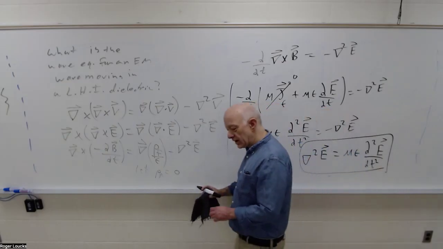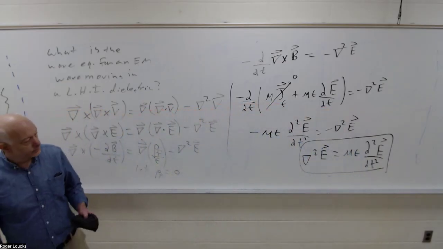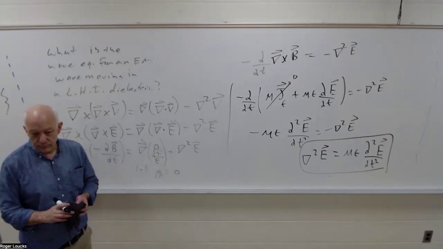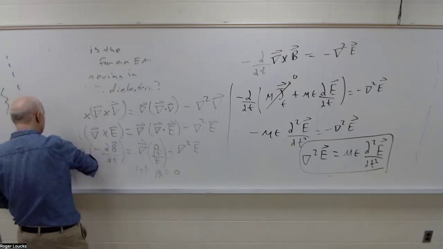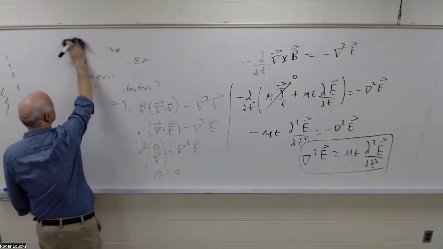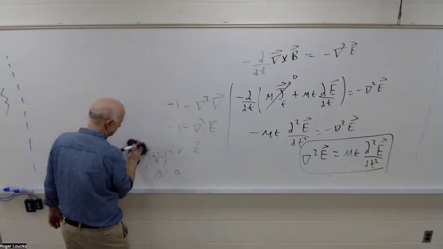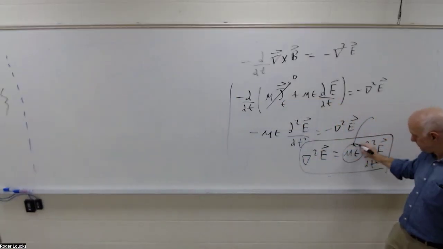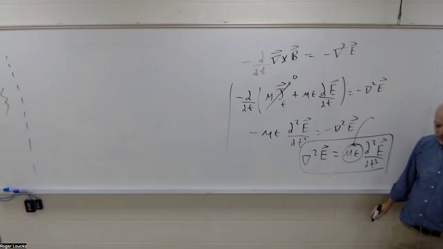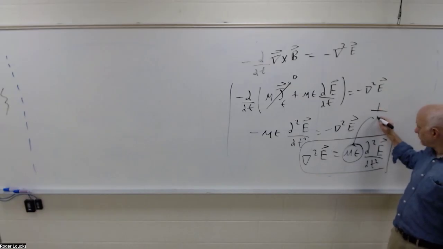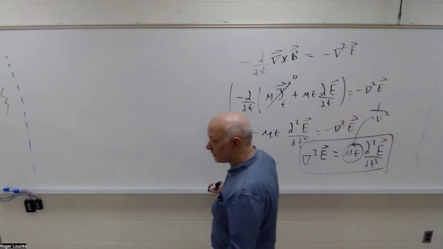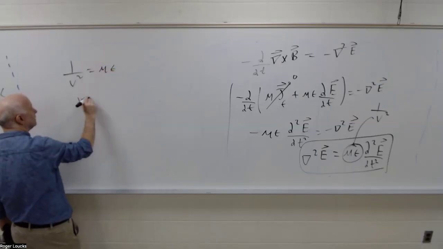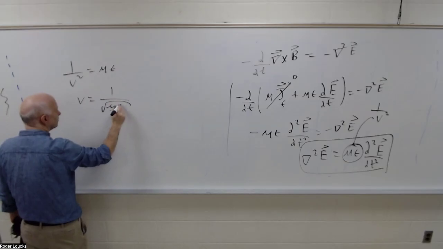what is the velocity for a wave in a dielectric? What do you know about this term here? It's 1 over the speed of the wave squared. Okay. You have 1 over the speed of the wave squared is mu epsilon, or we get v equals 1 over the square root of mu epsilon.